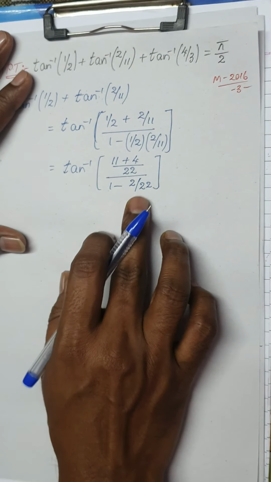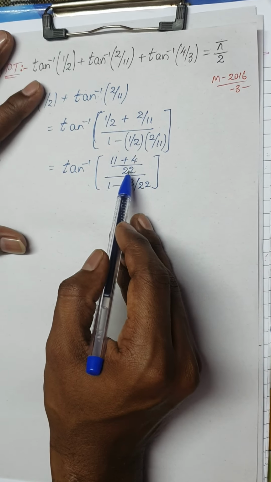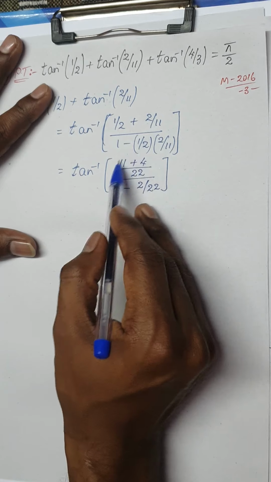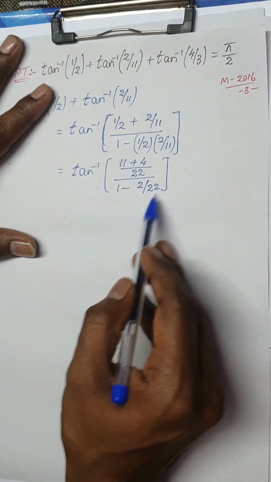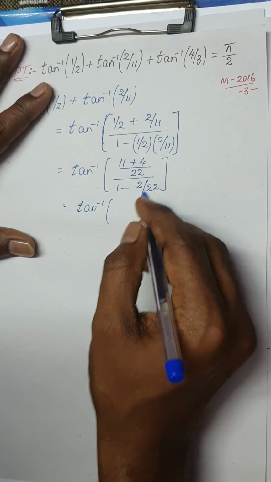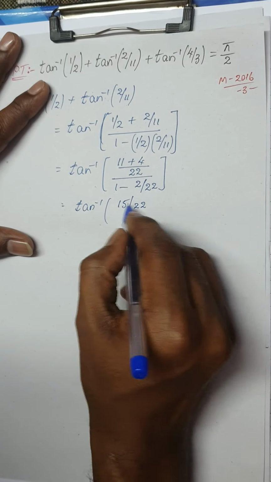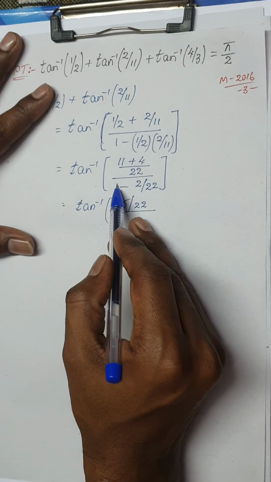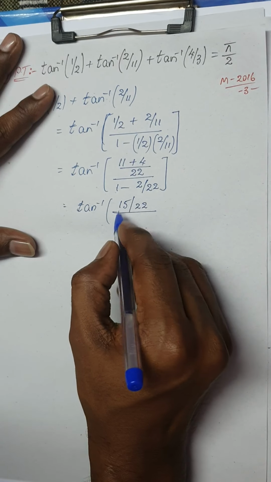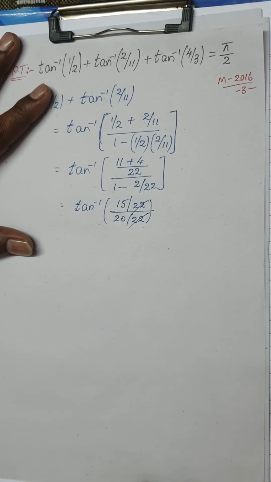You can divide it later, because if you take the LCM, both the numerator and the denominator will have the denominator 22, so we can easily cancel. That is why I am not cancelling now. So I will get tan inverse of 11 plus 4, which is 15 by 22, divided by, if you take the LCM, 1 minus 2 by 22 will be 22 minus 2. What is 22 minus 2? It is actually 20 by 22. Now you can cancel 22 here.